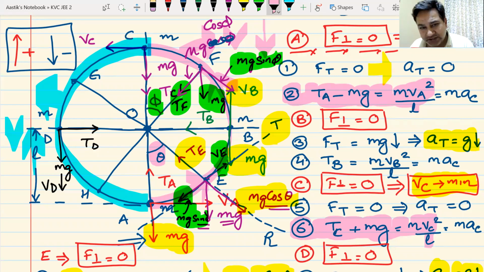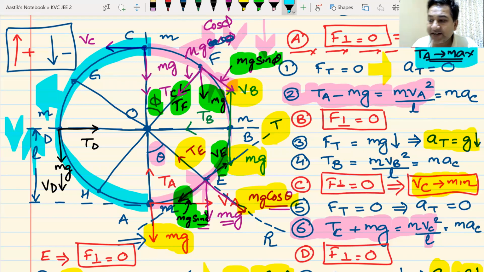At which point do you think is tension going to be maximum? And no prizes for guessing that one. Maximum at A. Yes, tension at point A will be maximum. I am coloring it in blue. Do we understand this? Tension at point A has to be maximum. Speed is maximum, tension is also maximum.